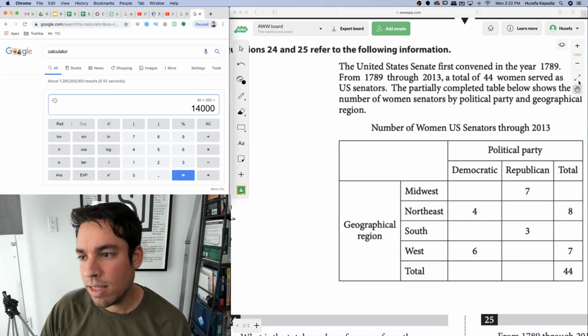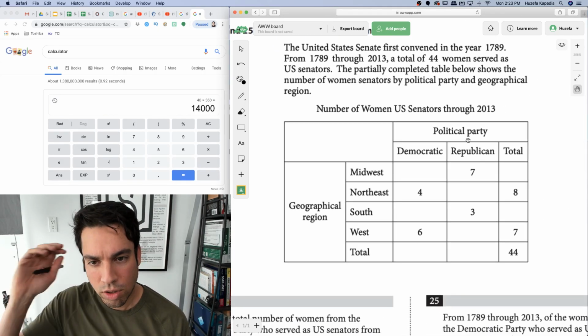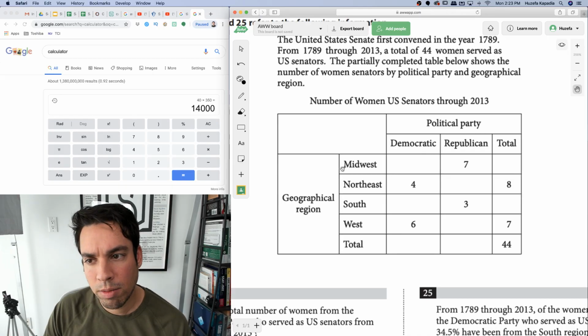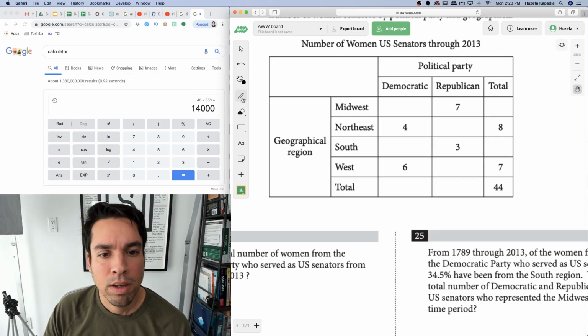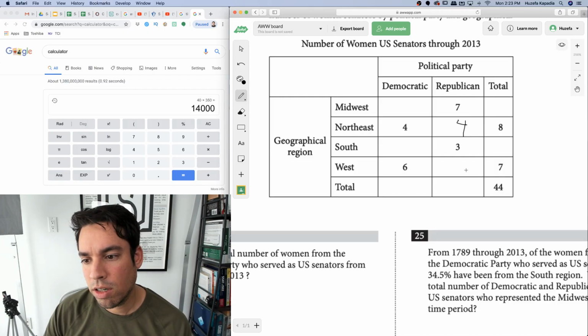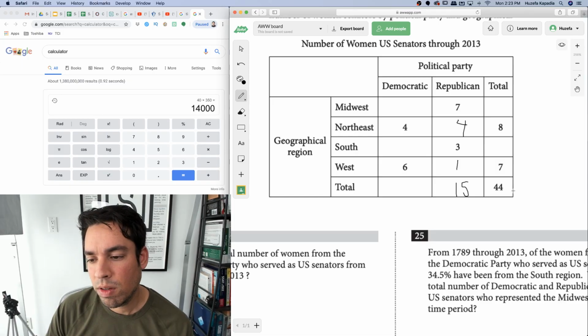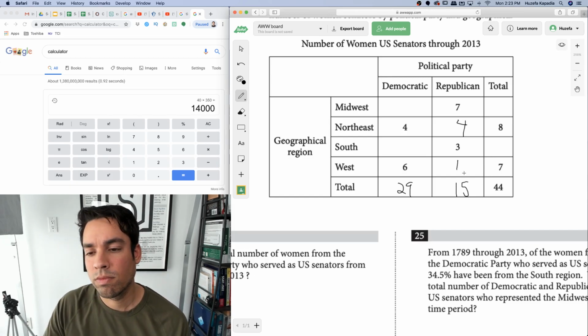Last but not least, here we go. Still 10 minutes left. The United States Senate first convened in the year 1789. From 1789 to 2013, a total of 44 women served as U.S. senators. A partially concealed table shows the number of women senators by geographical region. Okay, I can start to fill this in. If it's 4 here, it must be 4 here to give a total of 8. If it's 6 here, it must be 1 here. If it's 7 and 4, that's 11, 12, 13, 14, 15. Then it's a total of 15 here. Then this must be 15 plus what is 24? 15 plus 29 is 44. And then what else can I fill out? I think that's it.